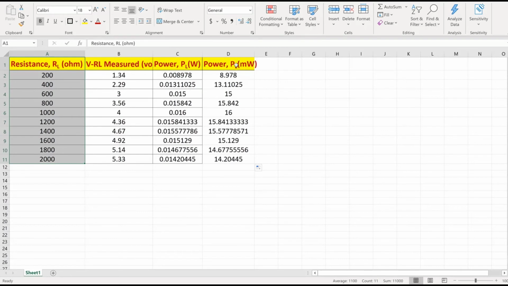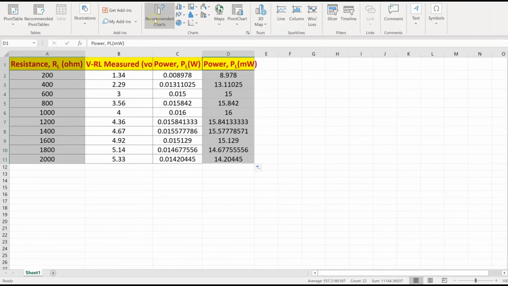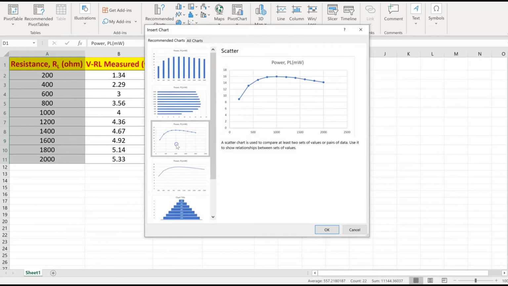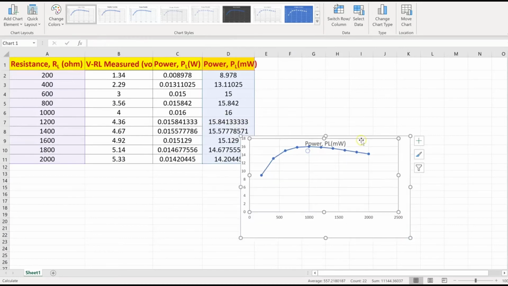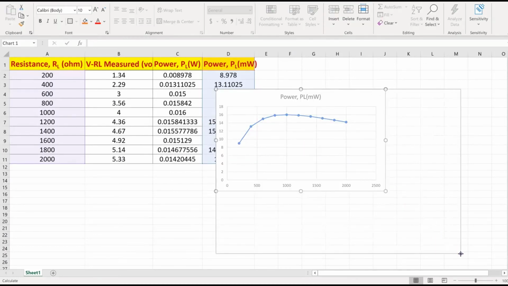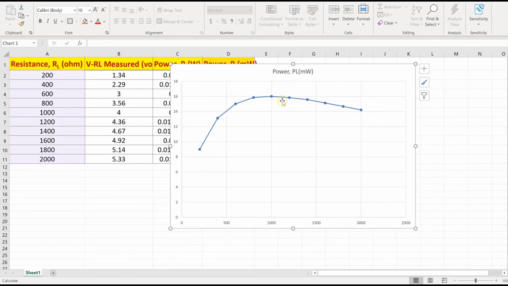Now I'm going to select the two columns. Resistance I want to keep on the x-axis, and on the y-axis I want to keep my power. Let's go ahead and create a plot. This looks good right here. I'm going to hit OK, and here is our power plot. If I make it big like this, notice that around here we see the maximum power, which is 16 milliwatts, and it is around a 1000 ohm resistor.